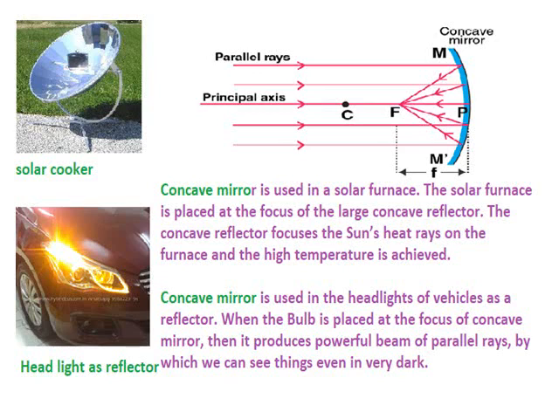Parallel rays to the principal axis, after reflection, pass through the principal focus. This concept, where the parallel rays meet at the point principal focus, is being used both in the solar cooker as well as the headlight of the cars. Now let us see one by one.